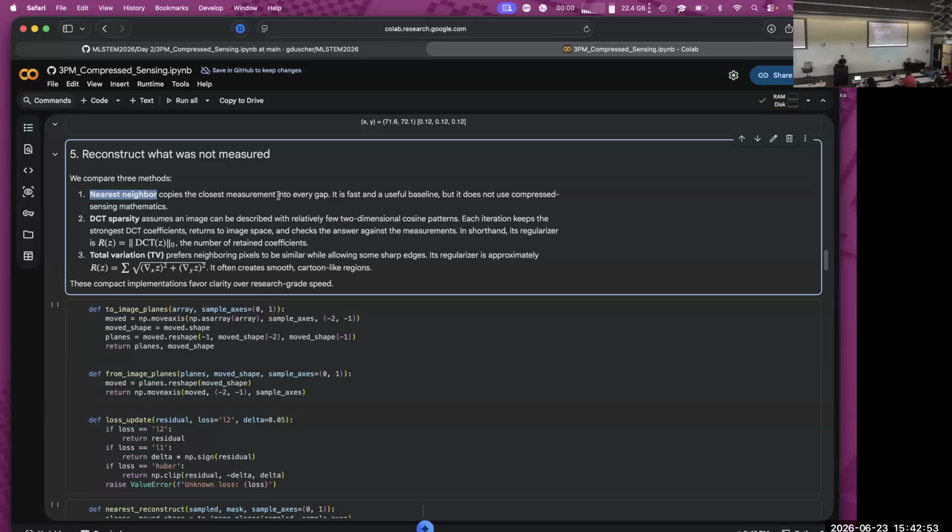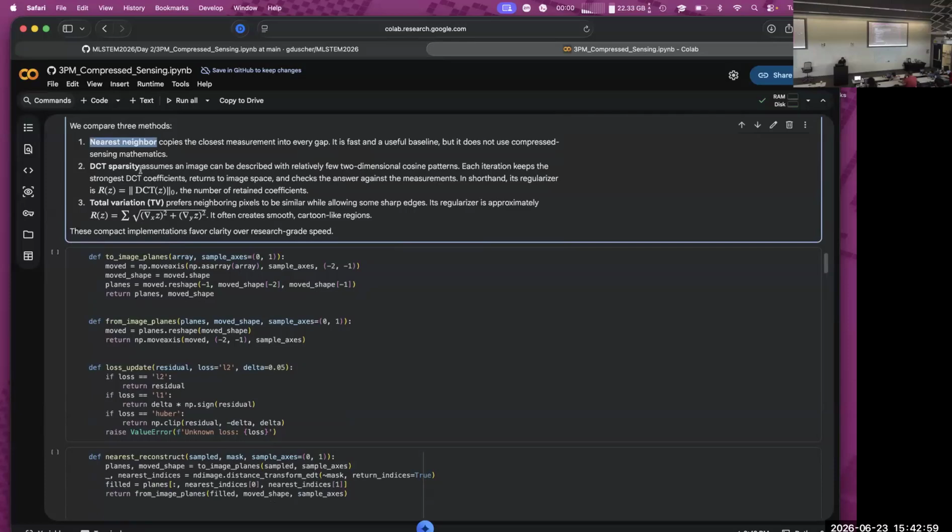The second is DCT. That's discrete cosine transform. I'm forgetting, C stands for cosine. So you're essentially trying to fit your image with so many cosines in X and Y, keep only the primary components of those, and then you reconstruct. And that's how that one works.